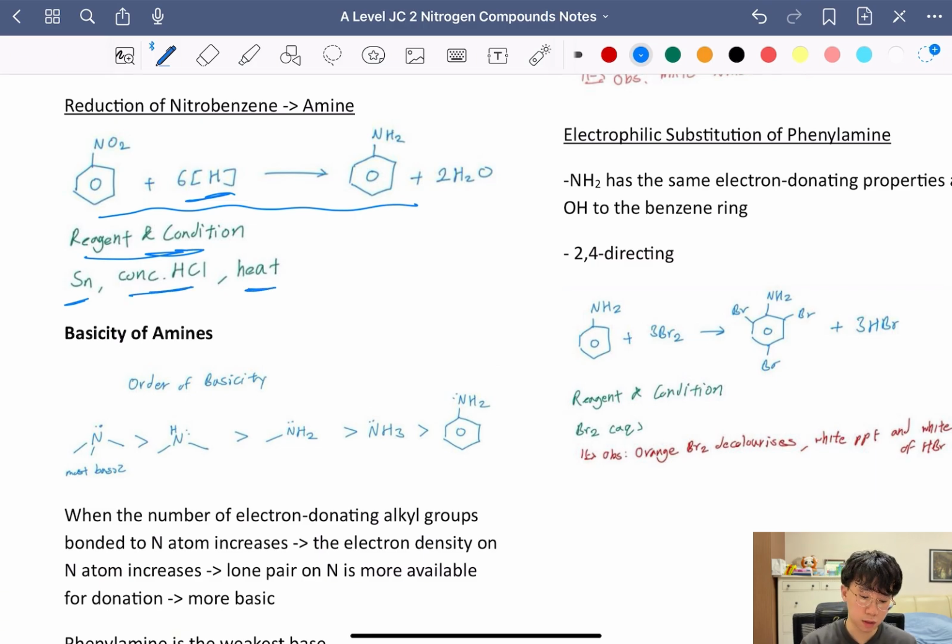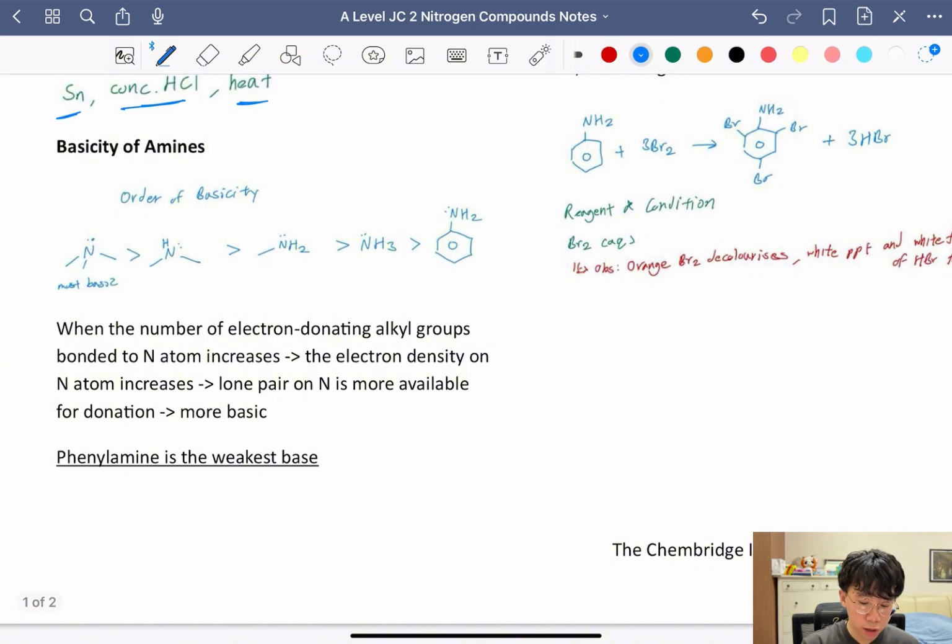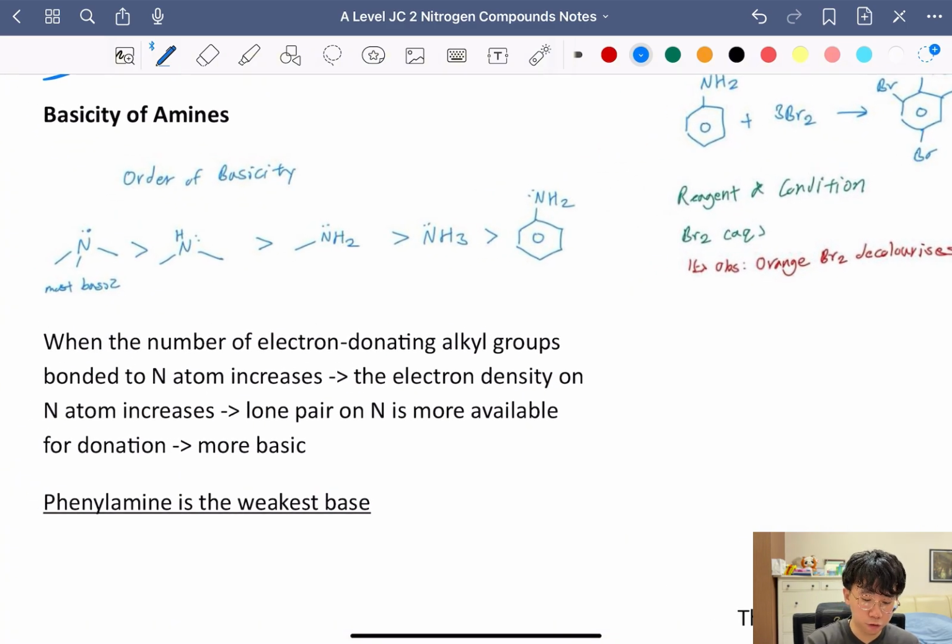Now, for your basicity of amines, you have to look at the number of electron donating alkyl groups that is bonded to your nitrogen atom. And this is because when you have more electron donating groups, you can increase the electron density on your nitrogen atom, and therefore that will make the lone pair on your nitrogen more available and more attractive for donation to electrophiles, thus making your nitrogen compound more basic.